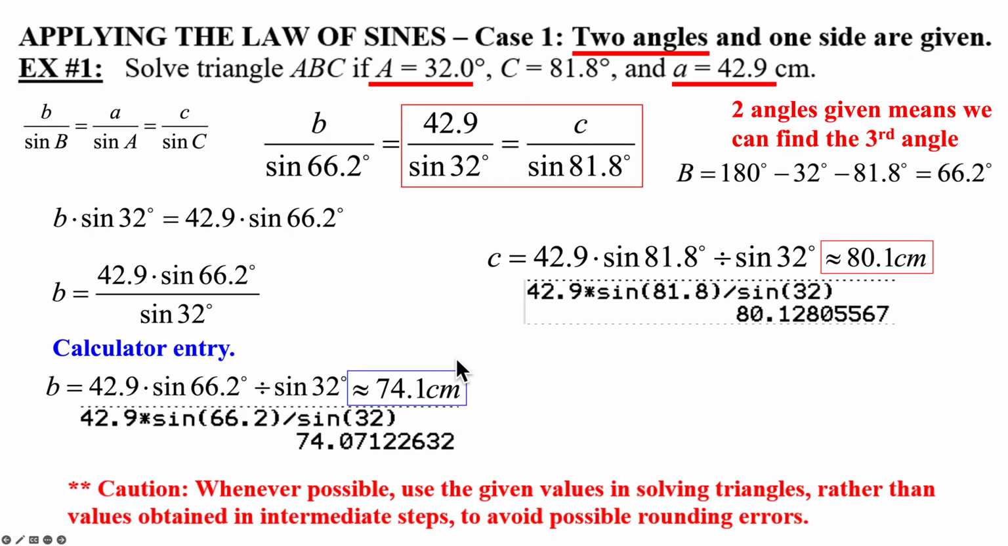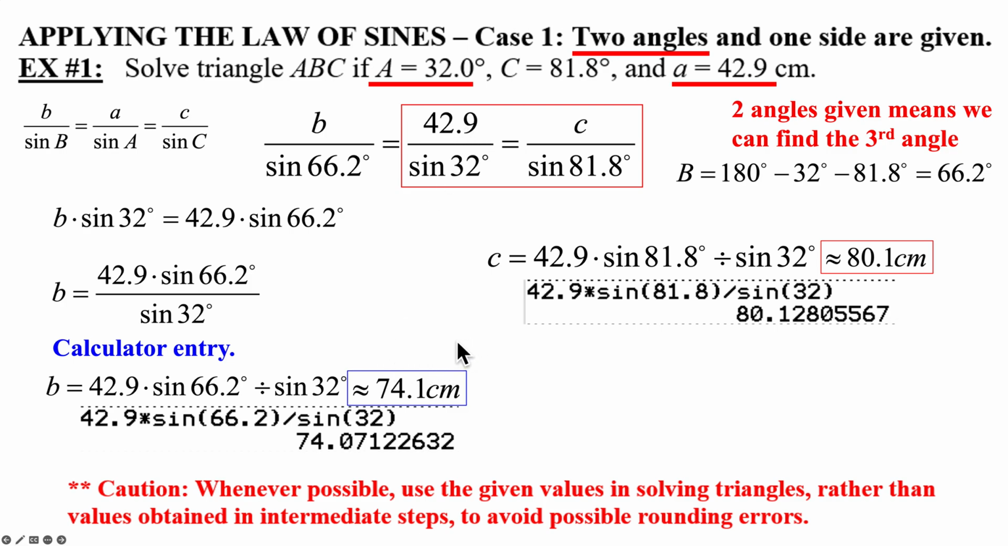So if I go back, here it is. Angle A, 32 degrees. That's the smallest. That's my smallest side. So when I start this, I know that B and C have to be bigger values. So once I solve for C, which has the biggest angle, 81.8, C better be the biggest or longest side. Yep, 80.1 is bigger than 70.4, bigger than 42.9.